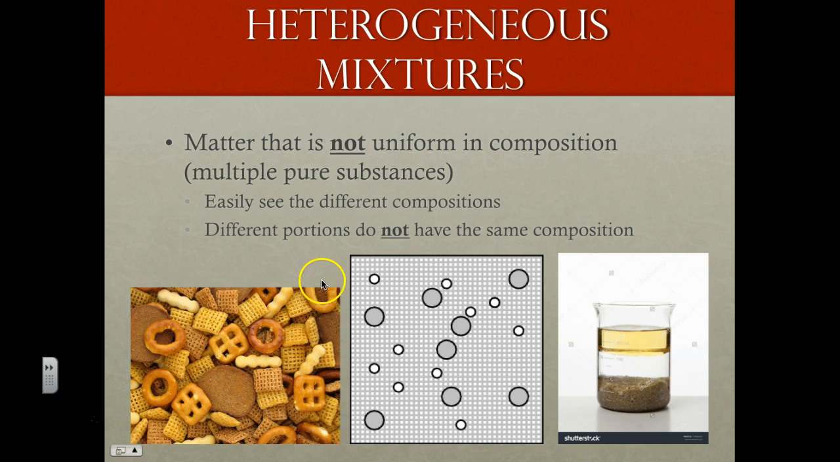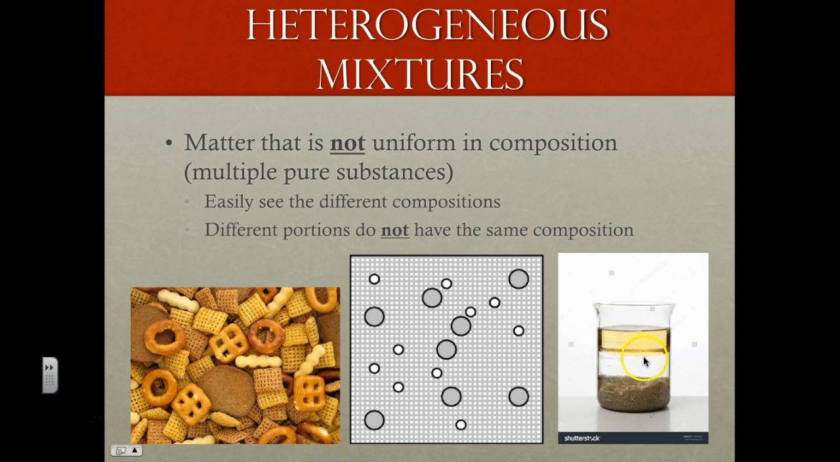But with a heterogeneous mixture, it's not uniform. You can easily see the different parts. I can easily see all the different, I guess, food items that make up this Chex Mix. I can see the oil, the water, and the sand in this beaker. Different portions do not have the same composition, meaning if I take a 1-inch square area of this picture right here, notice I'll have a circle pretzel and some of these Chex Mix. But if I take a 1-inch square area here, that's mostly a rye chip. There was no rye chip in this one, whereas in this one there was. So equal portions do not have the same composition.